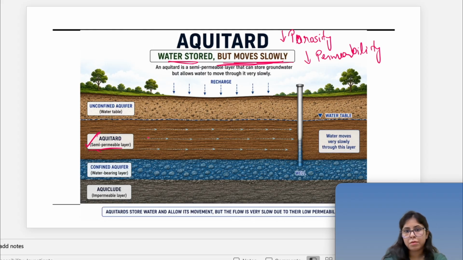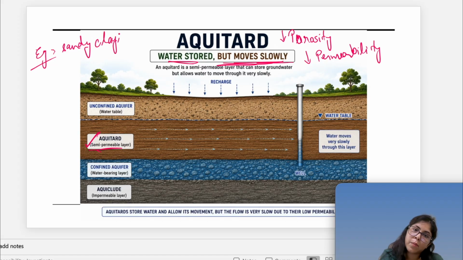So these are semi-permeable layers. That means water can pass, but will pass very slowly. So for this, the best example is sandy clays, which has the property of clay and the property of sand as well. So water can pass, but it will pass very slowly. So this is what aquitard is. Porosity is there, permeability is there, but both are very low.